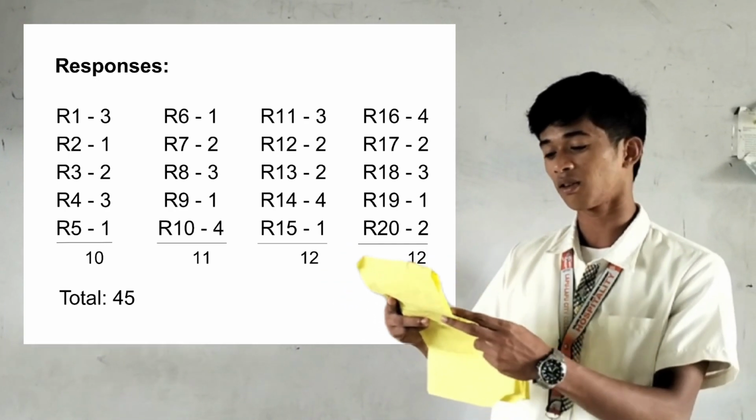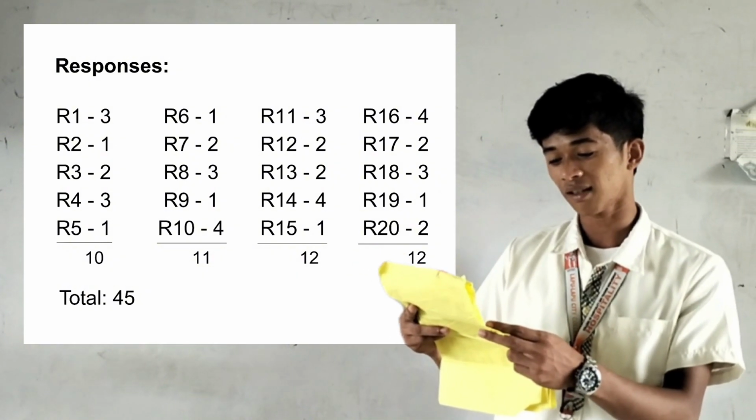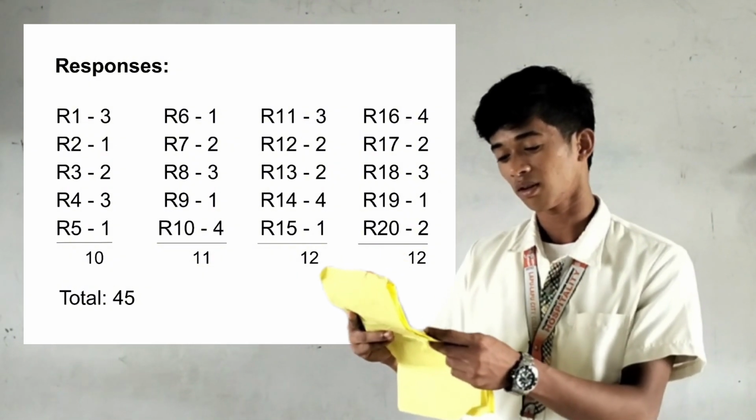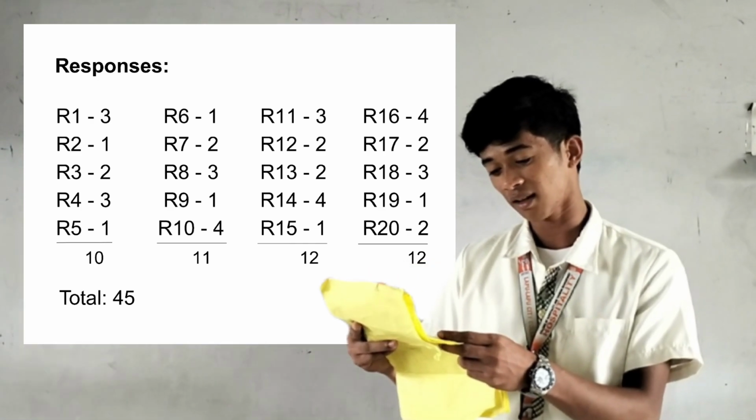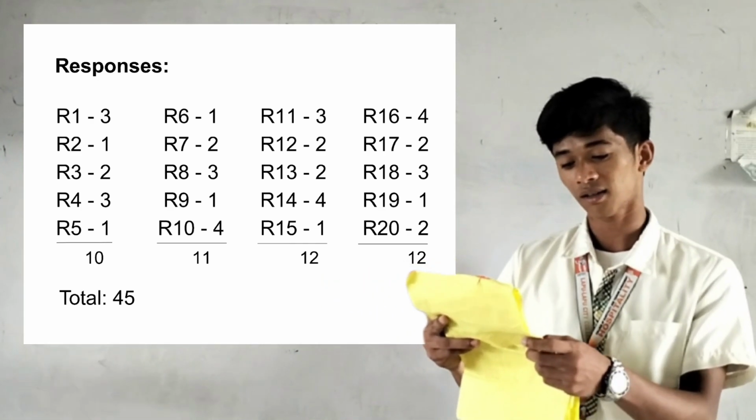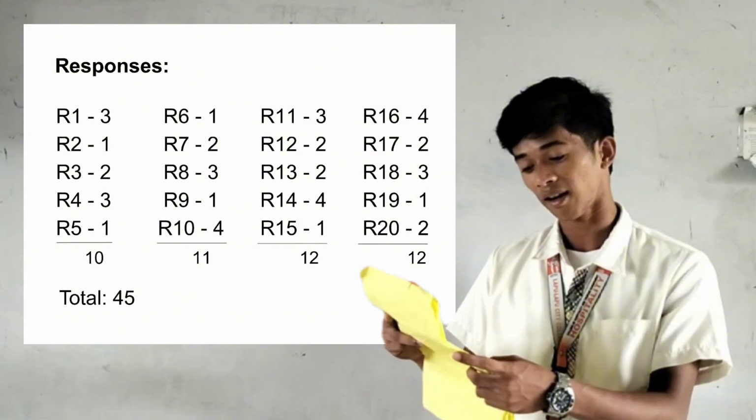So let's proceed to respondent 6. Respondent 6 is 1. Respondent 7 is 2. Respondent 8 is 3. Respondent 9 is 1. Respondent 10 is 4. So that totals to 11.